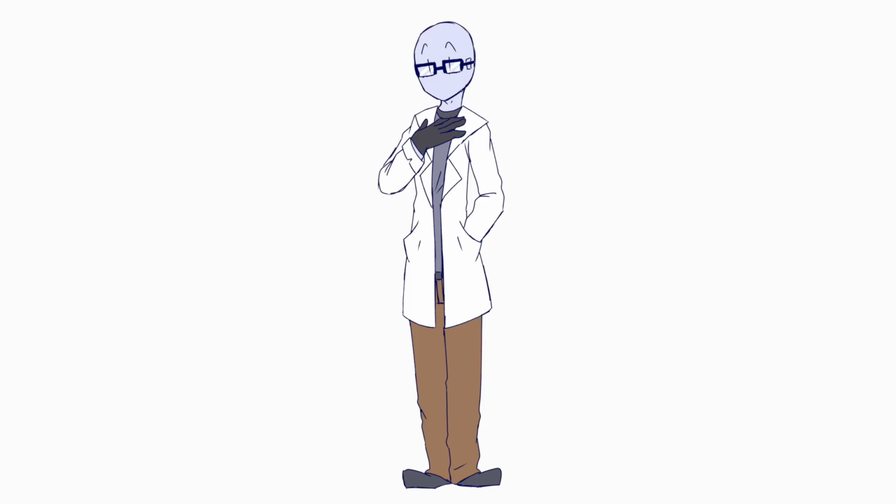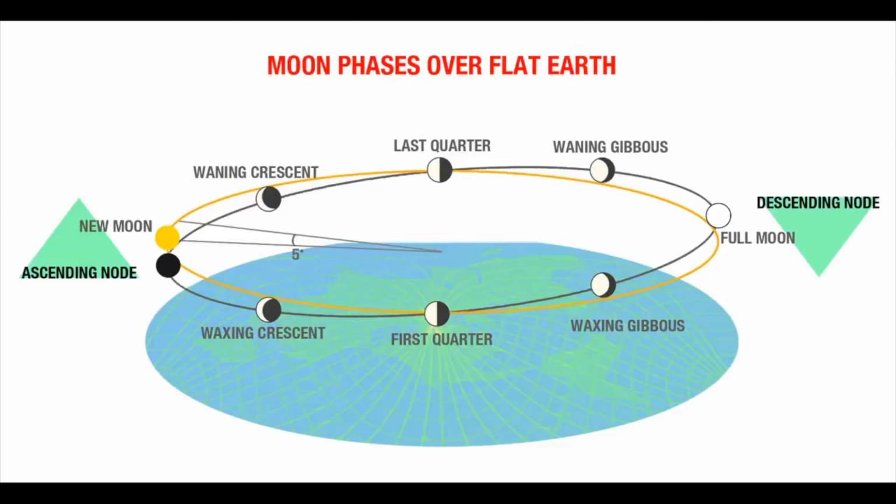I've already listed 2 crucial problems with this model, and we're just getting started. Basically, what this is showing is that half of the moon, theoretically, is always illuminated.